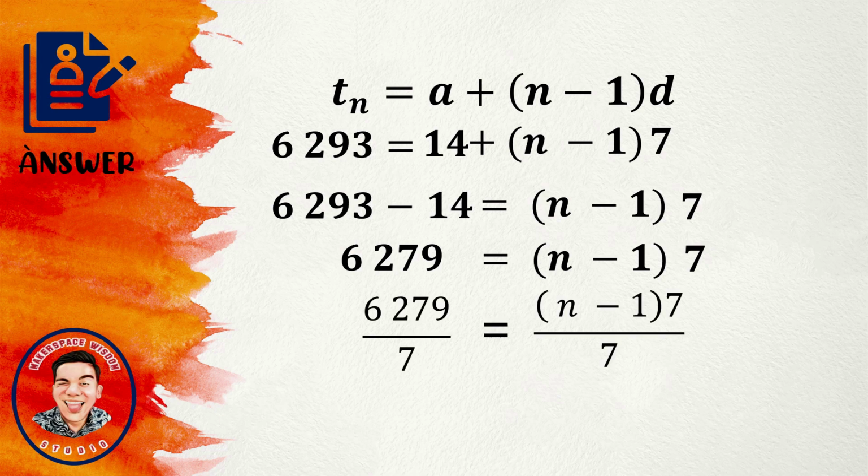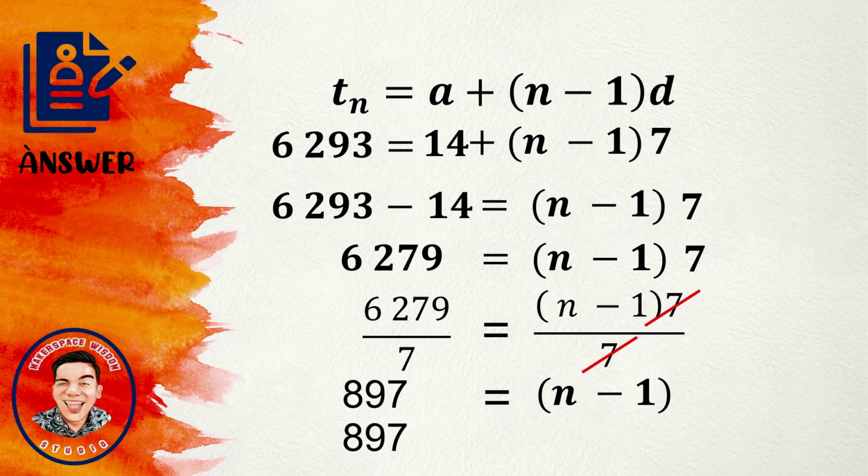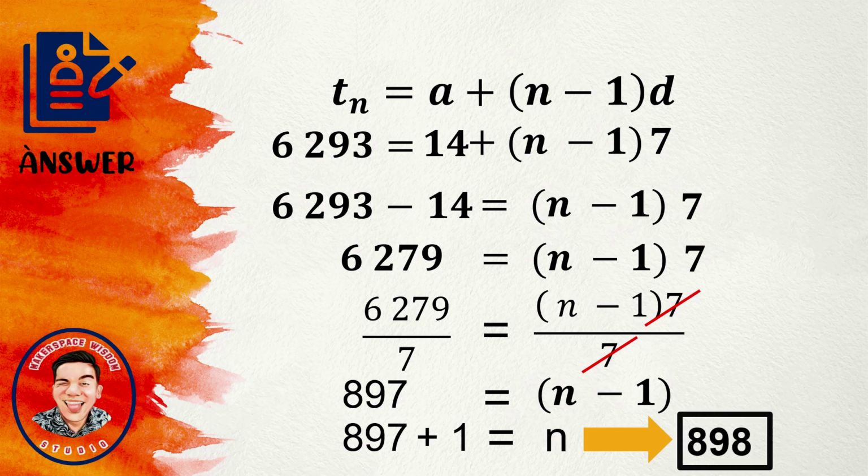Dividing both sides by 7, we can cancel 7 here, and solving 6,279 divided by 7 gives us a result of 897, which is equal to n minus 1. Now, we will transpose minus 1 to the other side to get the value of n. So this will become 897 plus 1 equals n. Therefore, n is equal to 898. So we have 898 terms in the given sequence.